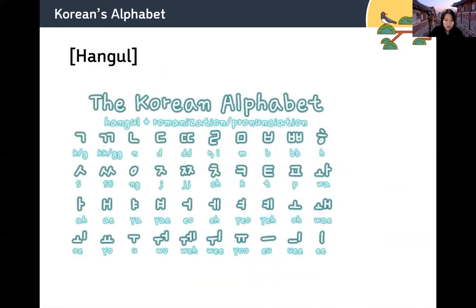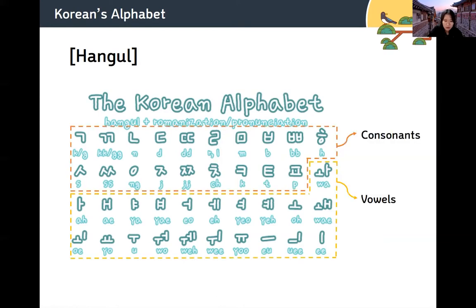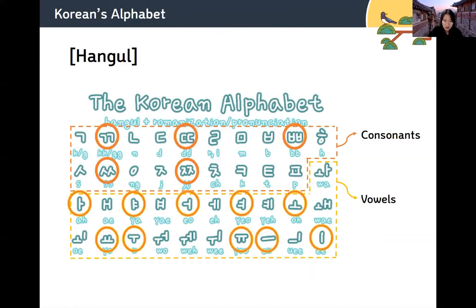Next, I will introduce you to the Korean language. The alphabet of Korean is called Hangul. It is a very simple and logical alphabet which you can learn in a few minutes. There are 19 consonants and 21 vowels, 14 basic and 5 double consonants, and 10 basic and 11 double vowels. Double consonants and vowels are made by adding a line or dot to a basic one.